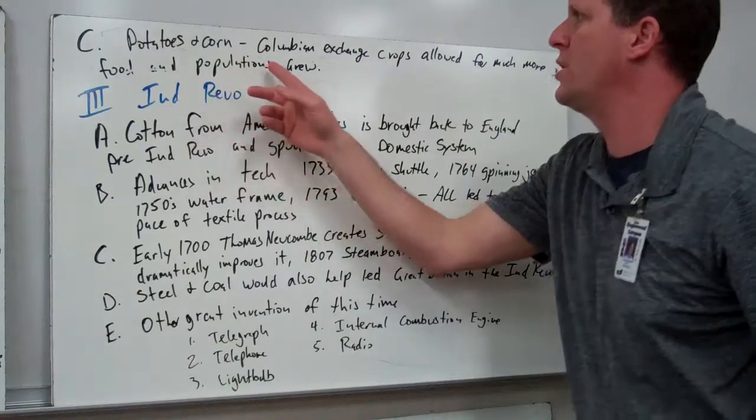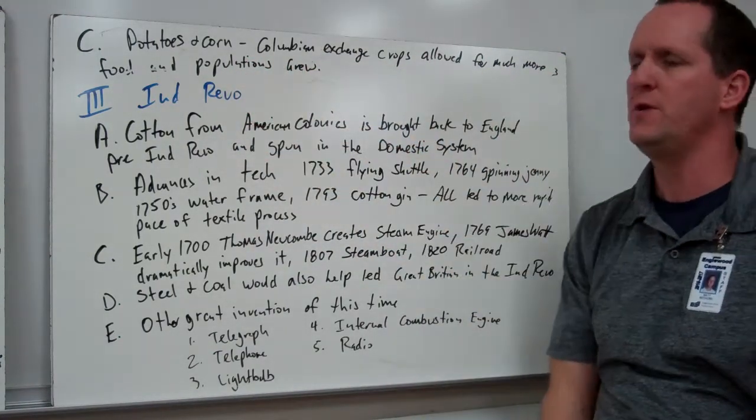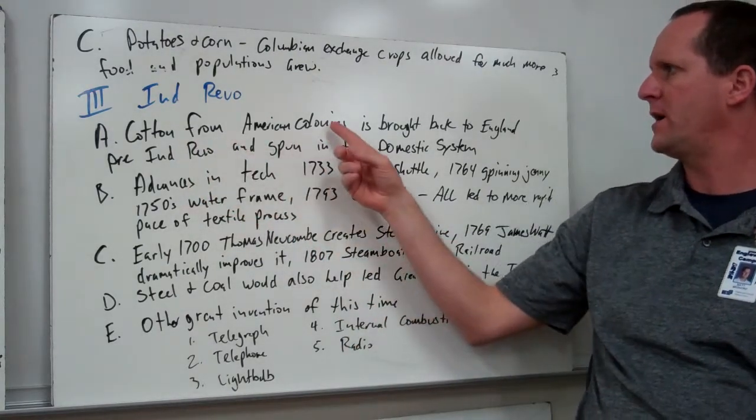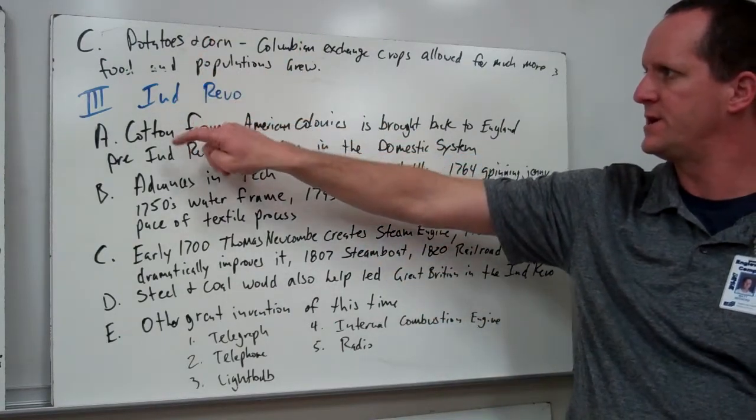Now, potatoes and corn from the Columbian exchange crops allowed for much more food, and populations grew tremendously during this time. Now we're talking about the Industrial Revolution. So the Agricultural Revolution led into the Industrial Revolution.